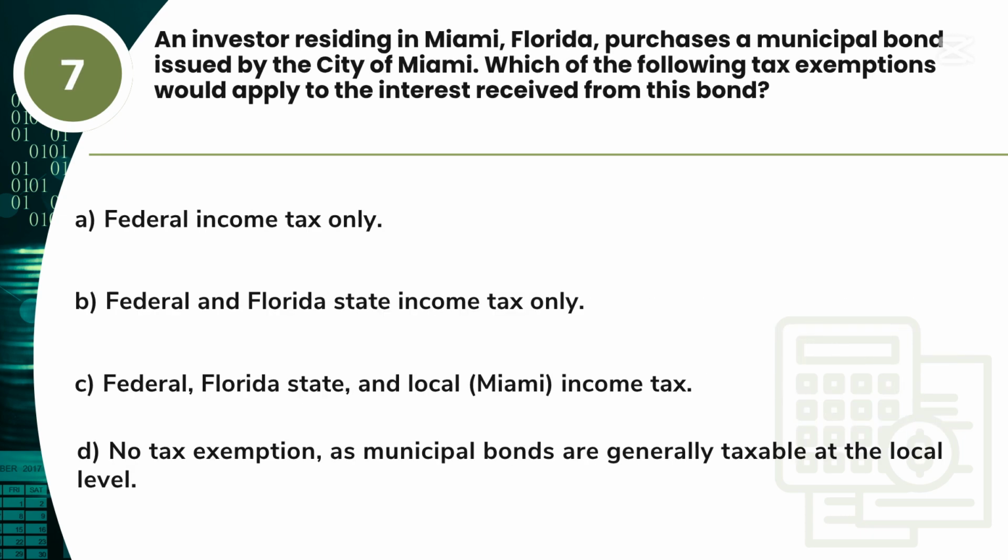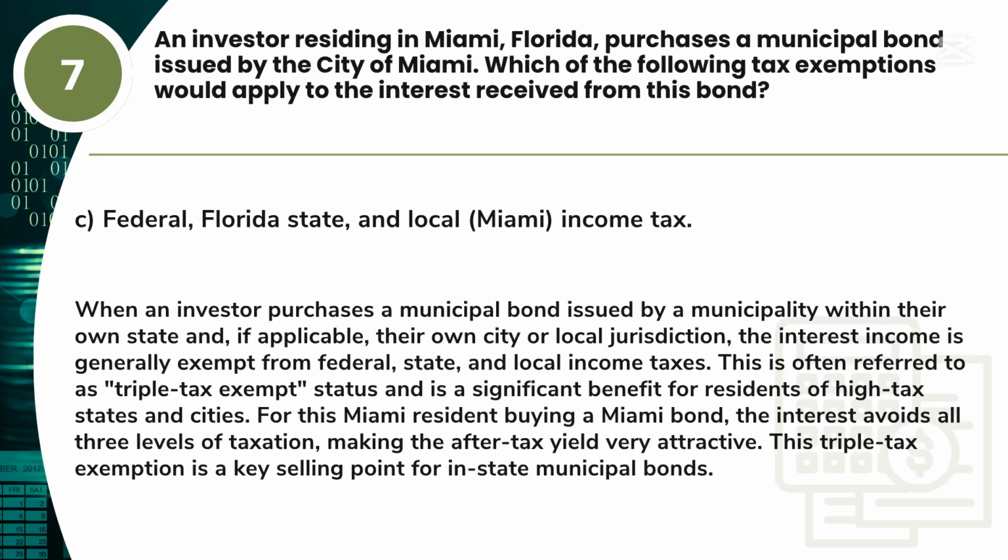Question 7. An investor residing in Miami, Florida, purchases a municipal bond issued by the City of Miami. Which of the following tax exemptions would apply to the interest received from this bond? A. Federal income tax only. B. Federal and Florida state income tax only. C. Federal, Florida state, and local, Miami, income tax. D. No tax exemption, as municipal bonds are generally taxable at the local level.